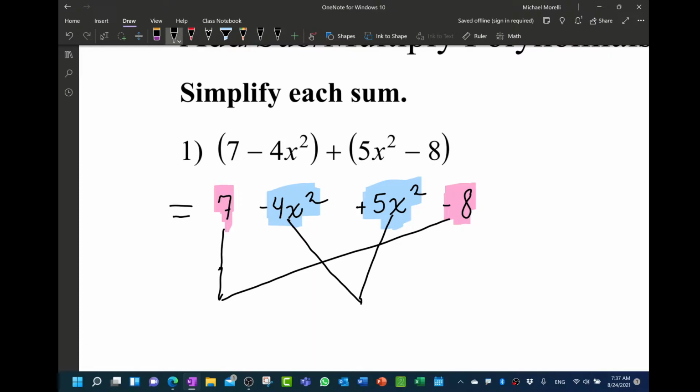Okay, so 7 plus negative 8, or 7 minus 8, that's going to equal negative 1. And then negative 4x squared plus 5x squared. The first thing we do is we add this term here. This is called the coefficient. So let's add those coefficients. Negative 4 plus 5 is 1. And convention tells us we don't write 1x squared. So we just write plus x squared.